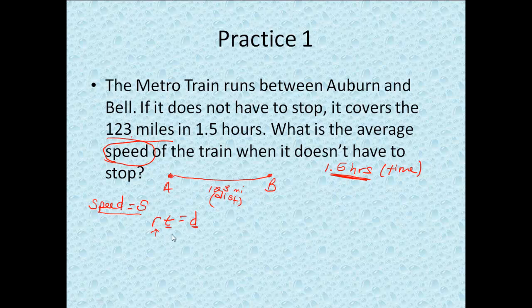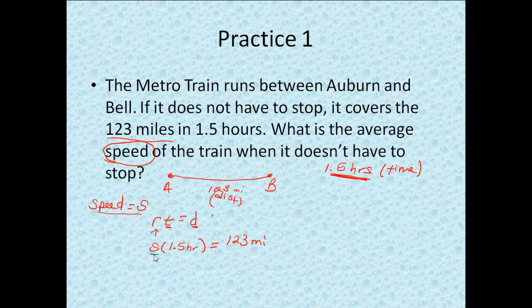So I'm going to use this common formula and replace the variables with what I know. Well, my rate I have used as s. My time is 1.5 hours. And my distance is 123 miles. Now I can go about solving this.